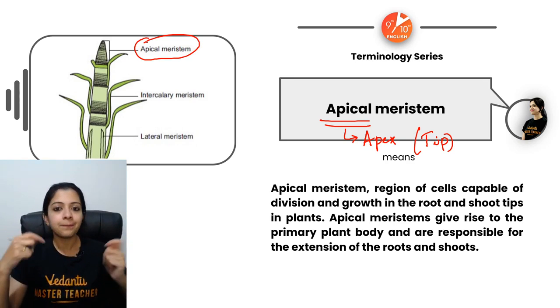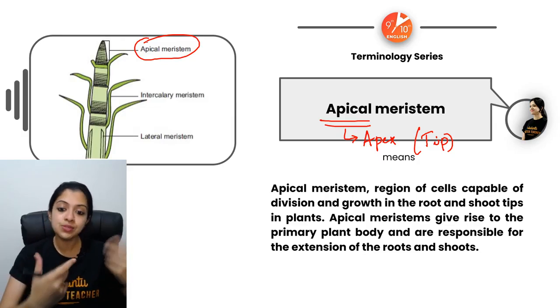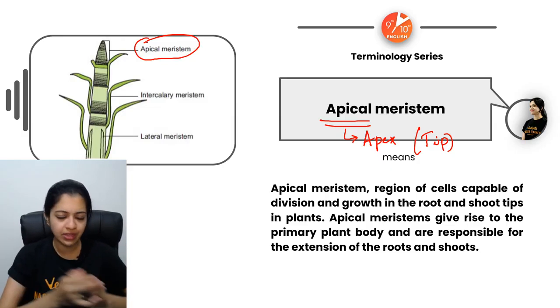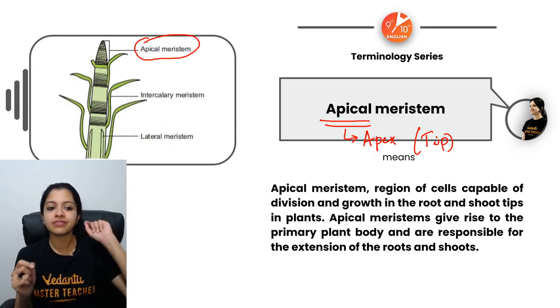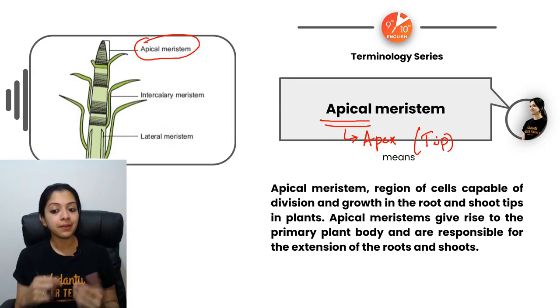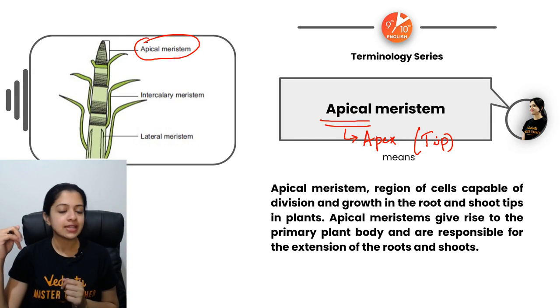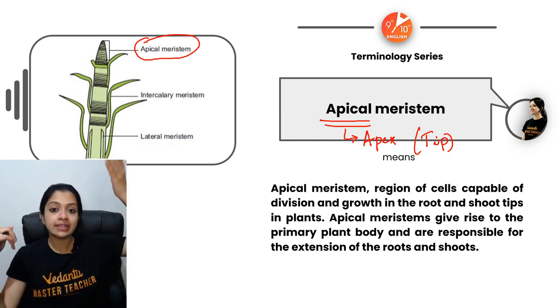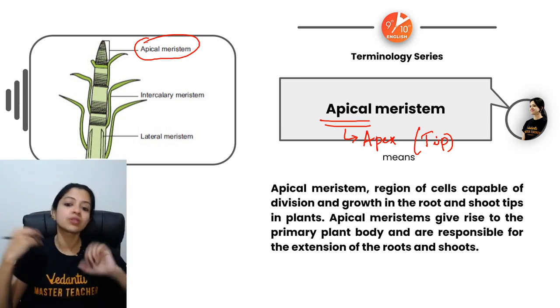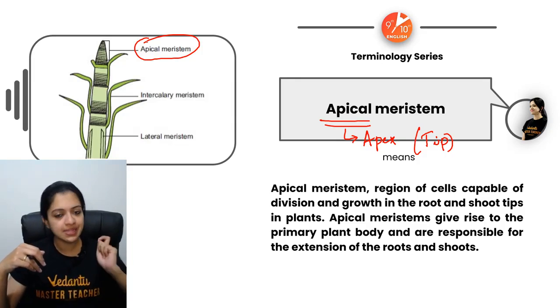Some plants may not be able to undergo growth and division as well as they could earlier. So remember, because they are found at shoot tips and root tips, they help in growth of the plant body, increase in length of the shoot and increase in length of the roots as well. This is what apical meristem does.